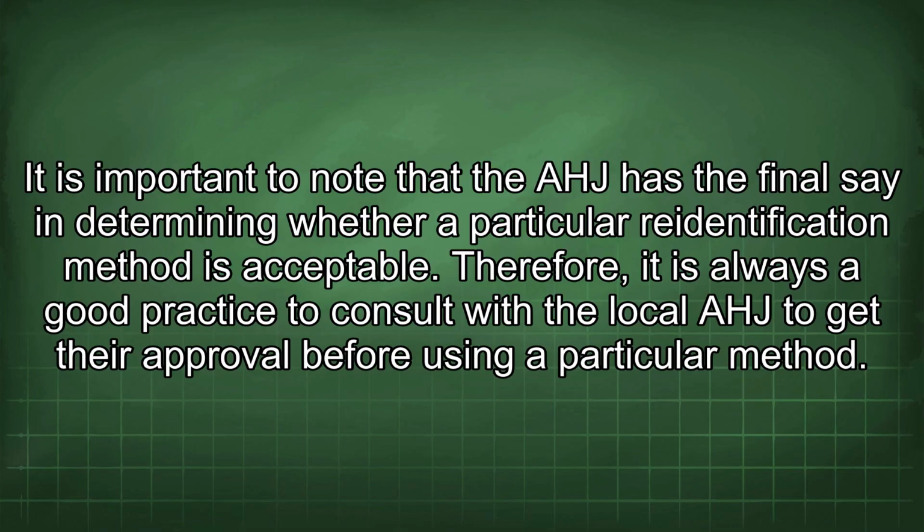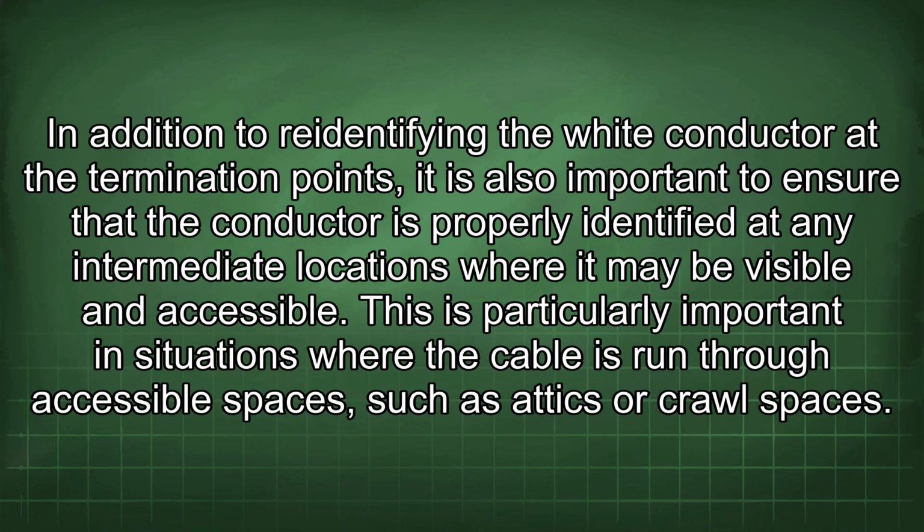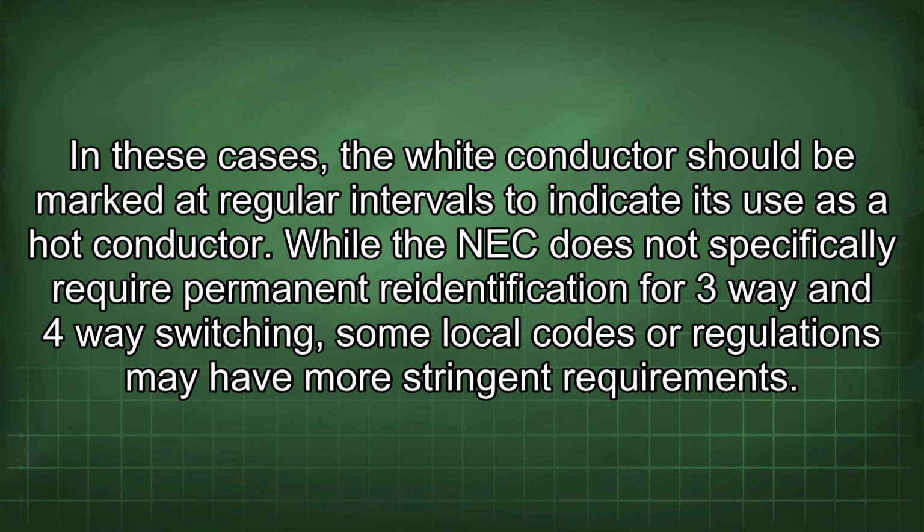Therefore, it is always a good practice to consult with the local AHA to get their approval before using a particular method. In addition to re-identifying the white conductor at the termination points, it is also important to ensure that the conductor is properly identified at any intermediate locations where it may be visible and accessible. This is particularly important in situations where the cable is run through accessible spaces, such as attics or crawl spaces. In these cases, the white conductor should be marked at regular intervals to indicate its use as a hot conductor.